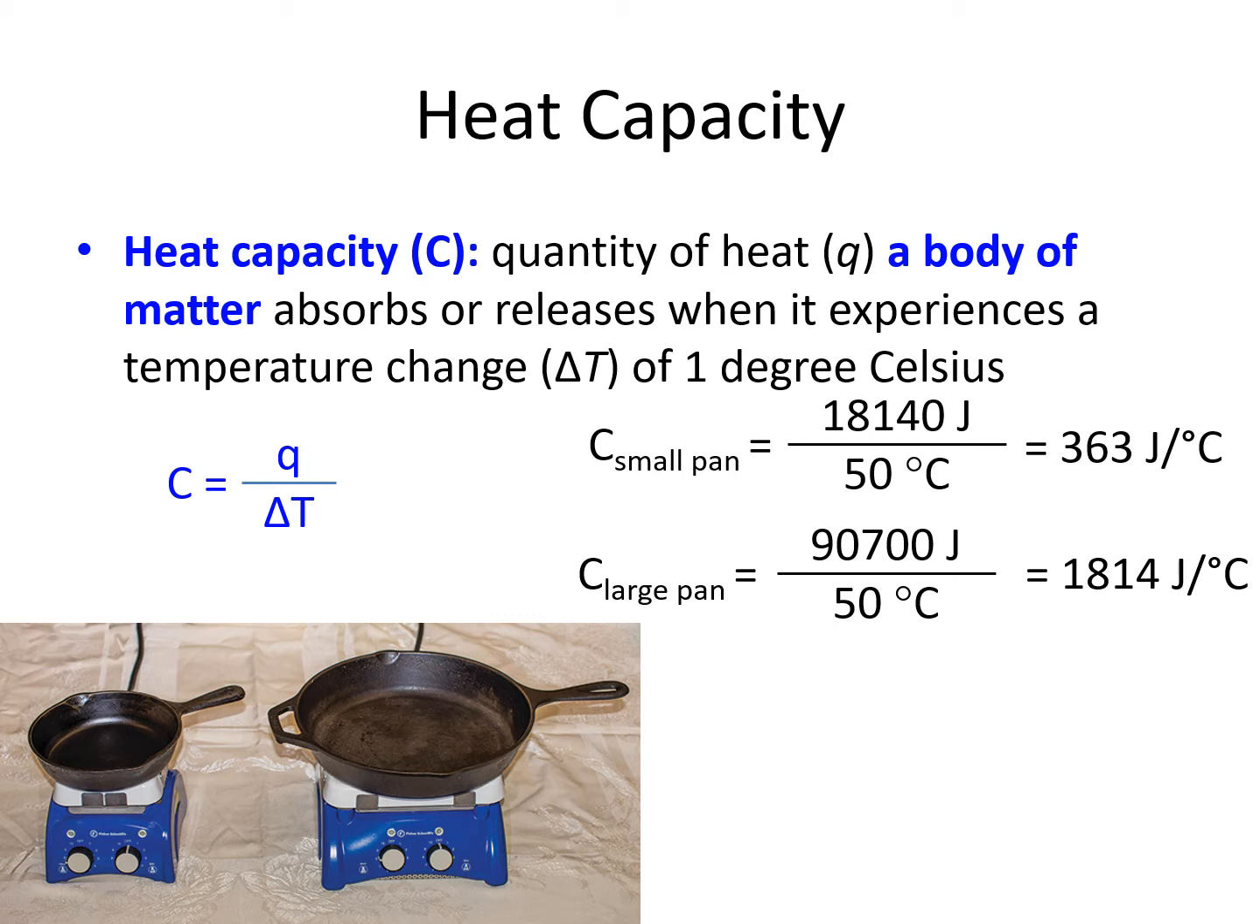And that is because the larger pan is larger. There's more mass for it to heat up. So the heat capacity of the small pan is 363 joules per degree Celsius, whereas for the large pan, it's going to be 1,814 joules per degree Celsius. So the small pan has a smaller heat capacity, and the larger pan has a larger heat capacity. Think of it as the ability to hold heat or store heat. The larger pan can store more heat.